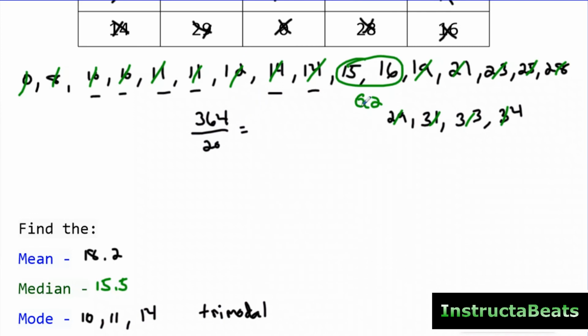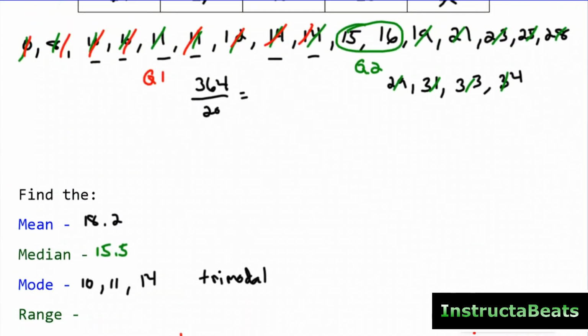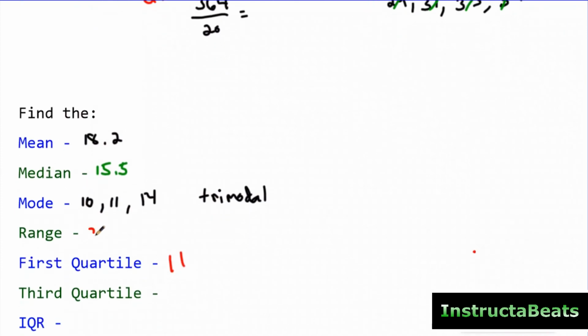Your first quartile, we need to take the rest of the numbers now and find the median of the rest of the numbers. So now I have 0, 14, 8, 14, 10, 12, 10, 11. And I have 11 right here, so my first quartile is going to be 11. You can label that as a Q1. I forgot the range. I know my maximum number is 34, and my minimum is 0, so your range is going to be 34. So now we need to find the third quartile.